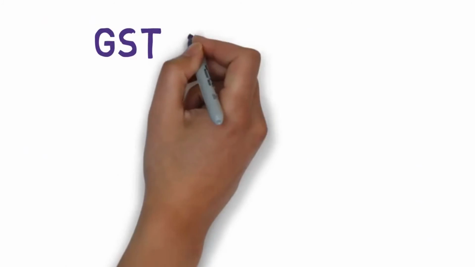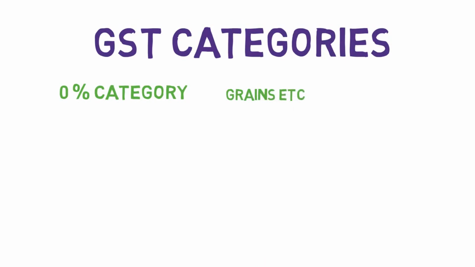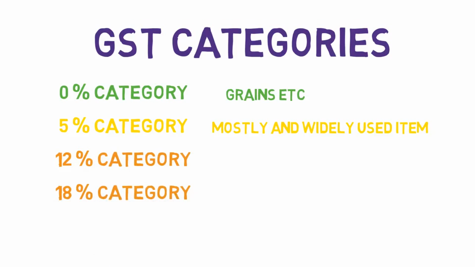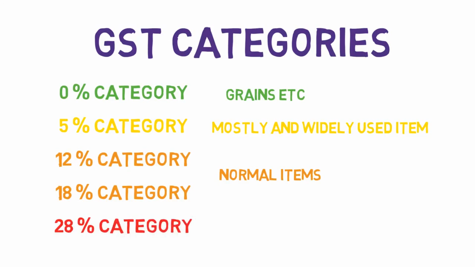We will also have 5 categories in GST in India. 0% category, which will apply on food grains and etc. 5% category, which will apply mostly and widely used items. 12 and 18% category, which will apply in the items which are normally used. 28% category, which will apply on luxurious items.